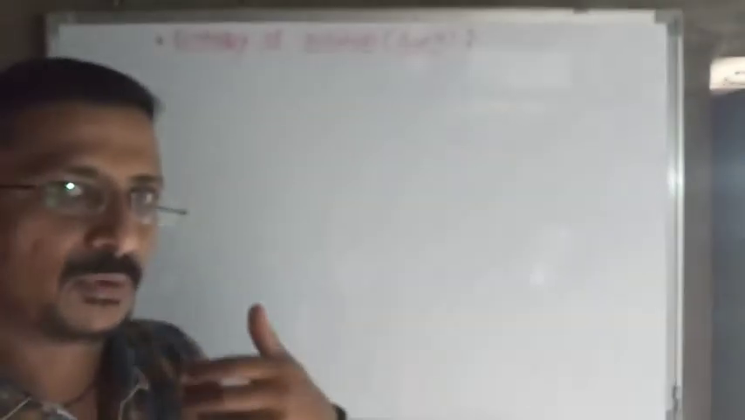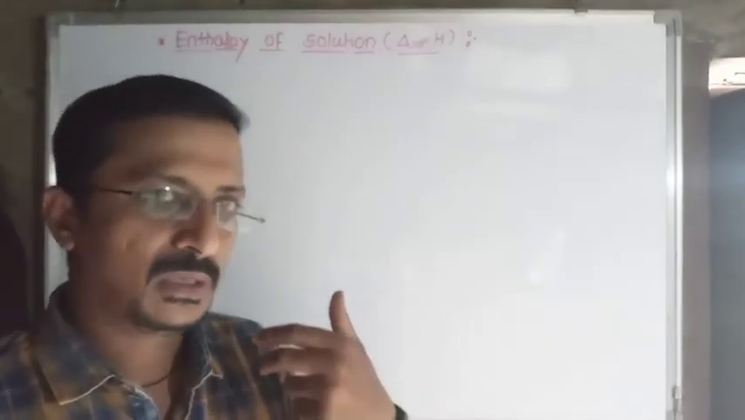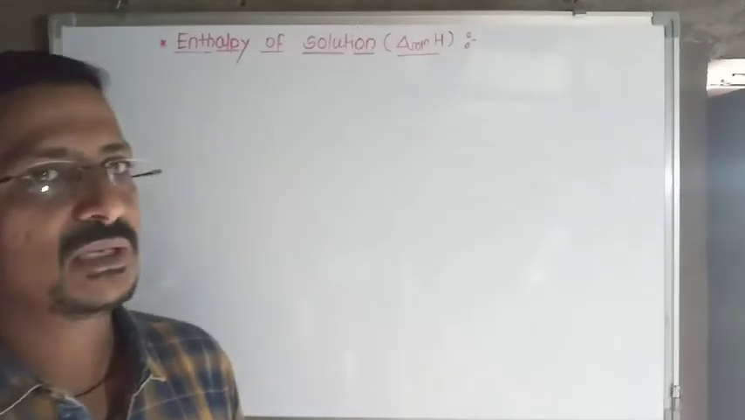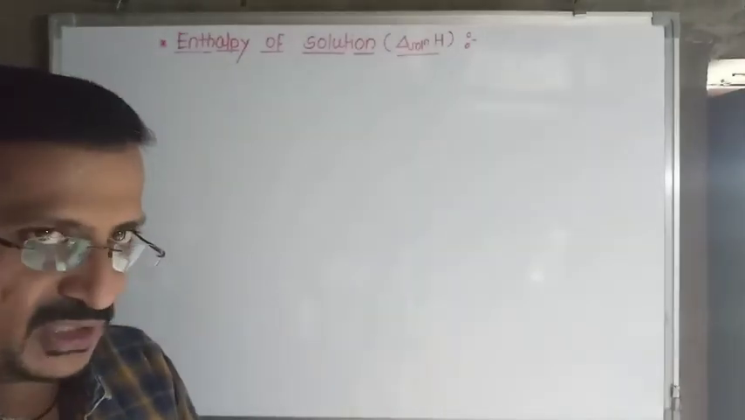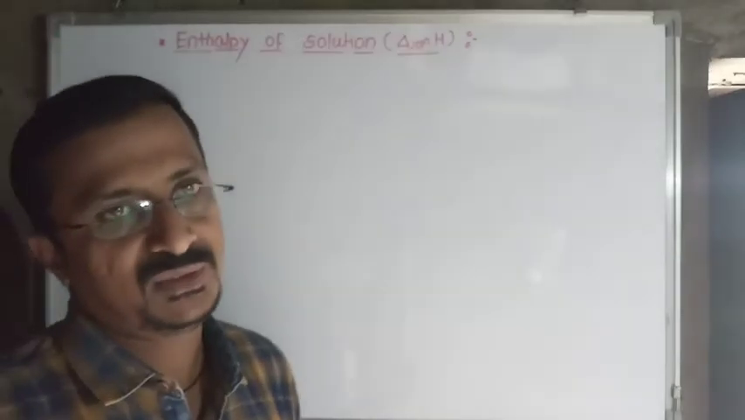In the last video we covered the enthalpies related to physical transformations, and in that we covered enthalpy of phase transition, that is enthalpy of fusion, enthalpy of freezing, enthalpy of vaporization, enthalpy of condensation, enthalpy of sublimation, and enthalpies of atomization, enthalpy of ionization, electron gain enthalpy, and all these things, isn't it?